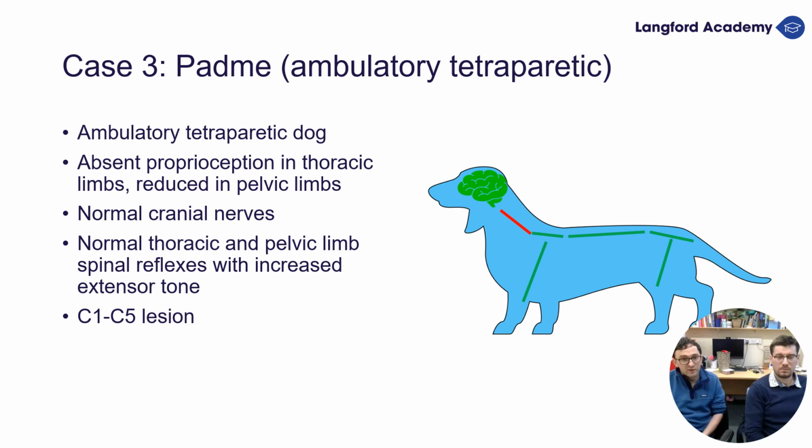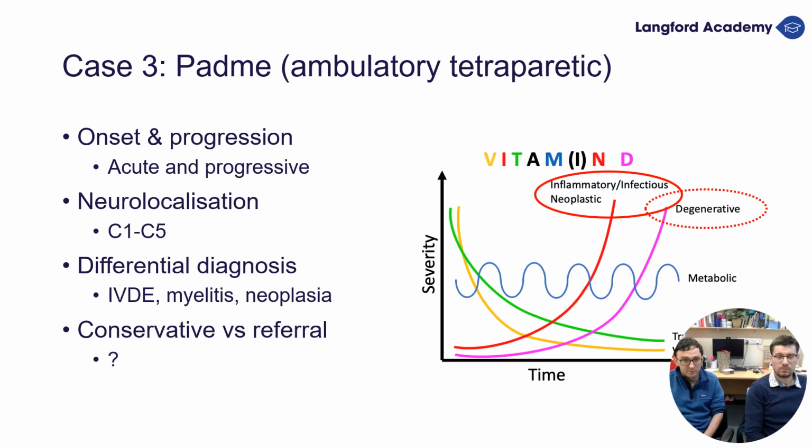Earlier, we already know that Padme has normal thoracic and pelvic limb reflexes and an increase in extensor tone, so her legs are quite rigid. That would make us localize her clinical signs to the C1 to C5 spinal cord segments.